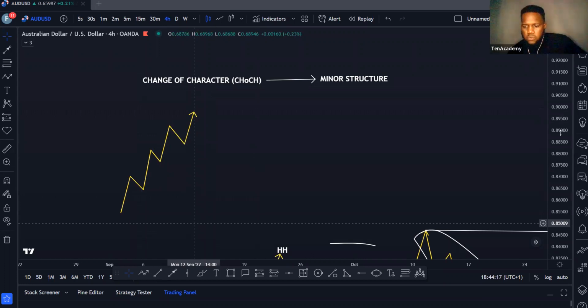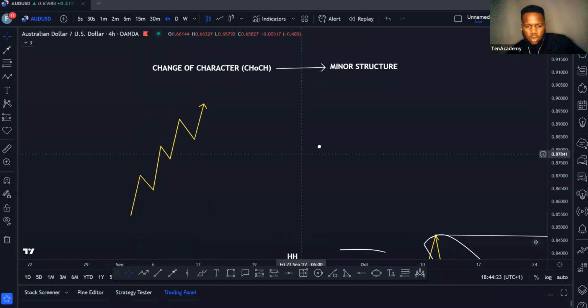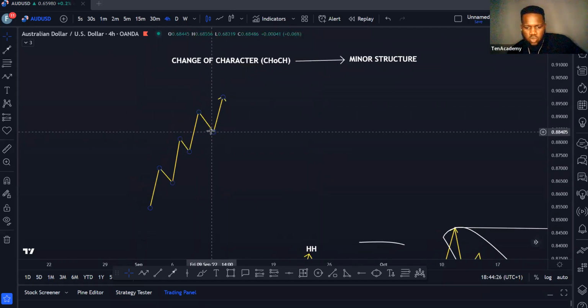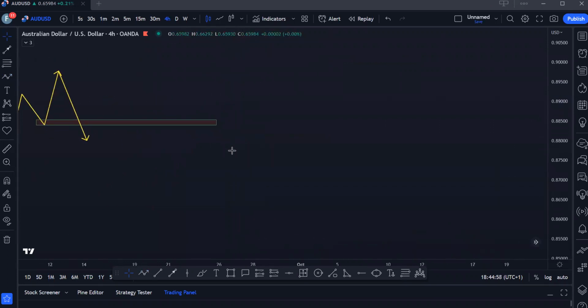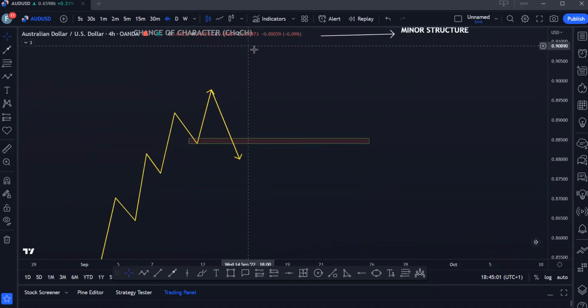For change of character to occur, price needs to break this higher low structure right here. Price needs to break this low. Price needs to break this structure. Once this structure breaks, like so, and the break of the structure, when it comes to change of character, this break can either be broken by a wick. Let me make it bigger. Please note, very, very important. We're talking about change of character here.